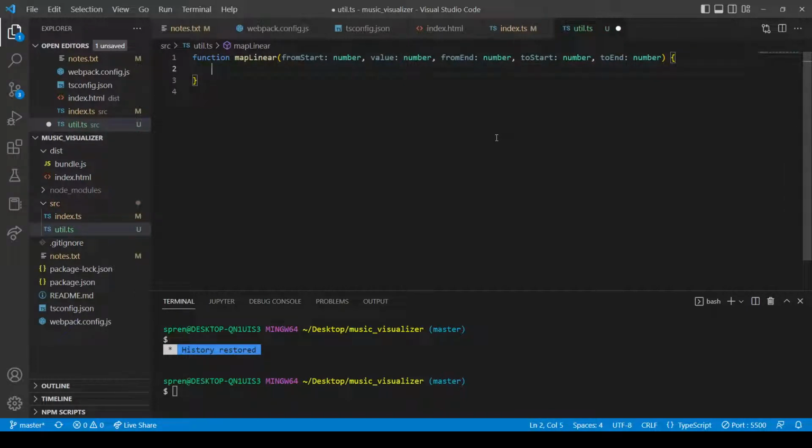Okay. This might be a complete disaster. But the goal of a map linear function is you have a value in some space, some number line. Yeah, that's a way to think about it. So you want to map from one number line to another number line. And the problem is that those two number lines could have different starts and ends.